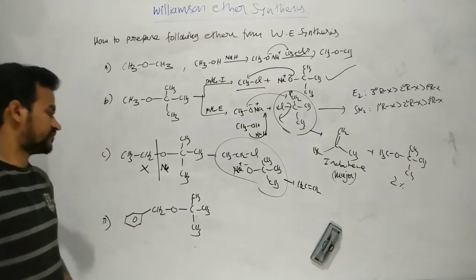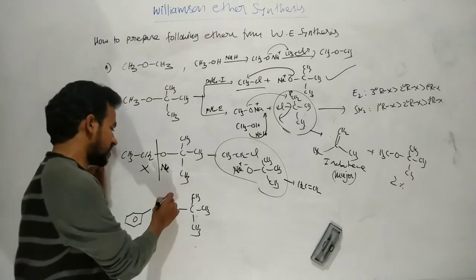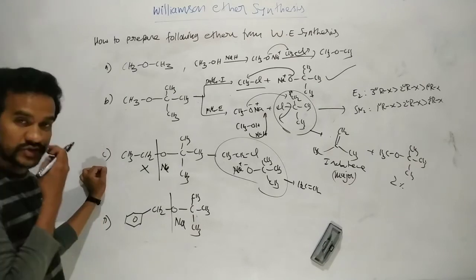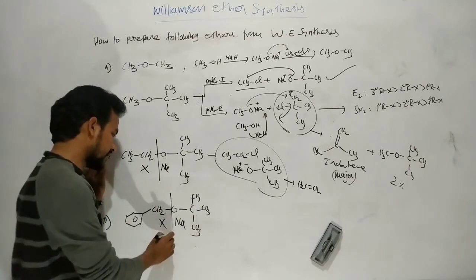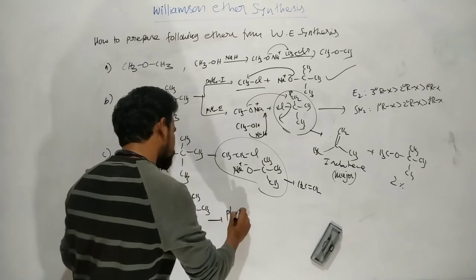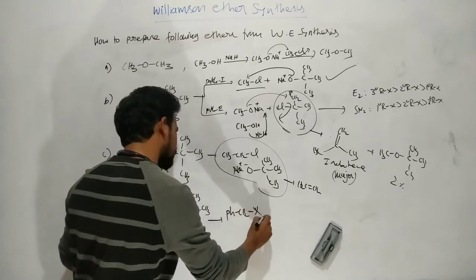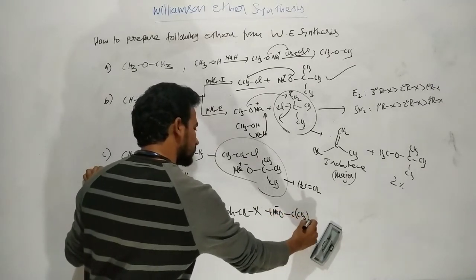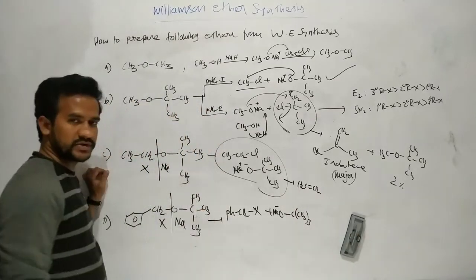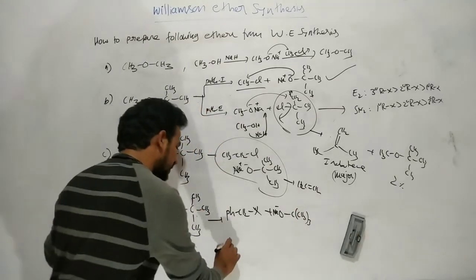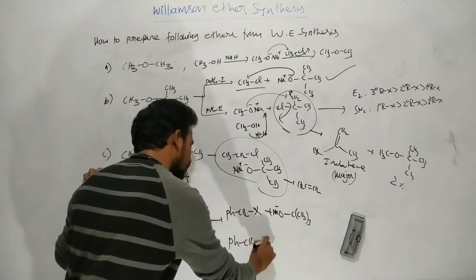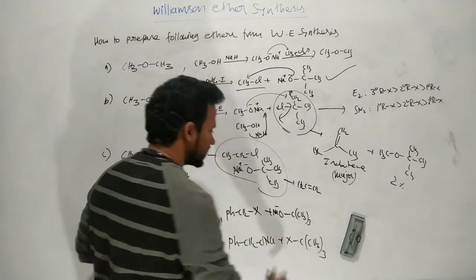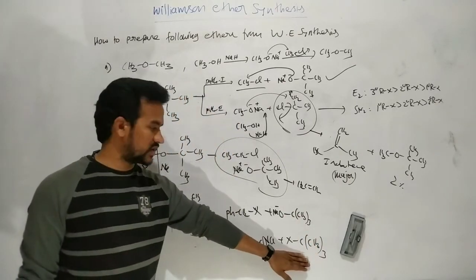Now here coming to this one. Again, taking a tertiary butoxide, sodium tertiary butoxide, and this is the halide. That means the combination is PhCH2-halogen plus Na plus O minus C(CH3)3. It is a suitable combination. Of course, if you take it like this, PhCH2ONa and a tertiary halide, this tertiary halide is not suitable for the SN2 reaction.